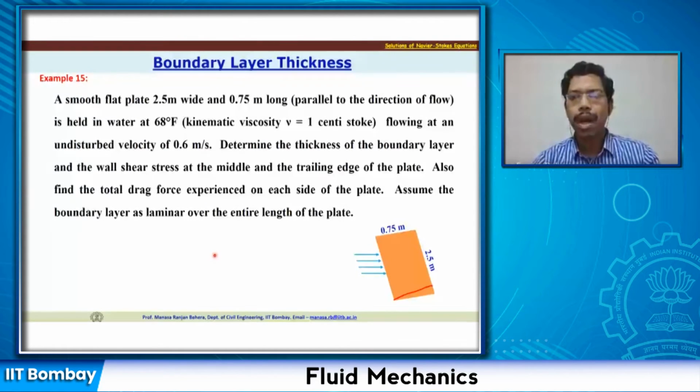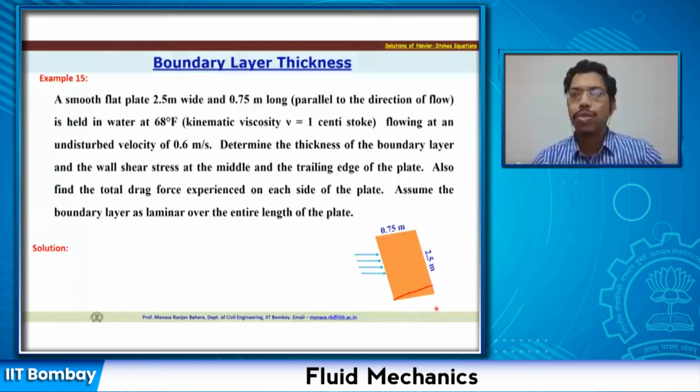Now let us look at the solution. You have already shown the plate here. This is the plate and we have 2.5 meter wide. Please remember that when we say 2.5 meter wide, that is across the direction of the flow, and along the direction of the flow, which is the length, is 0.75 meter. It is not necessary that whichever is the higher length is going to be the length. We are saying this is the flow direction, which is along this 0.75 meter length, on a 2.5 meter wide plate.